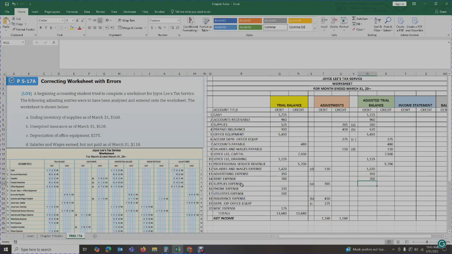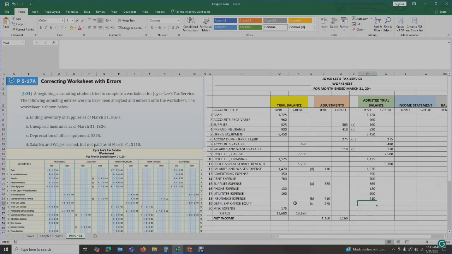Now let's look at supplies expense. We had a beginning balance of 0. Now I have a debit of 365. My new balance will be 365. Phone expense did not have any adjustments. Utilities expense did not have any adjustments. So I'm just going to carry those forward. Remember, expense accounts have a normal balance of a debit. We have insurance expense, 410. We have an adjustment there. We had zero balance. Now we have 410.